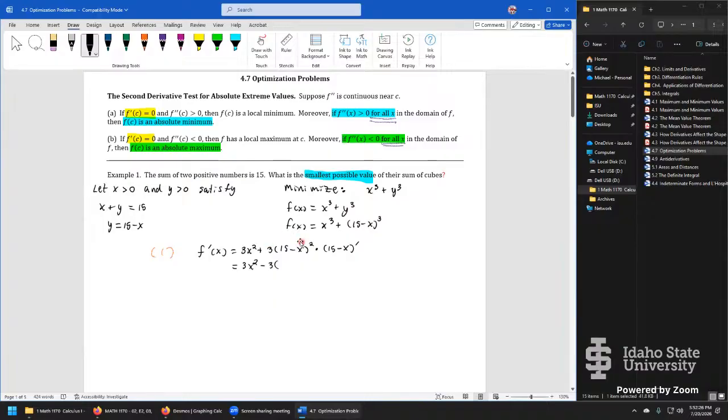And now it's a good idea to expand all this. So let's maybe do that on another line so we're not cramming a bunch of steps into one single line. Let's expand this as much as possible just to make the equation solving, setting it equal to 0, a little bit more manageable. So next line, it's 3x squared minus 3 times. Let's maybe do the expansion over here on the margin. 15 minus x squared is just 15 minus x times 15 minus x.